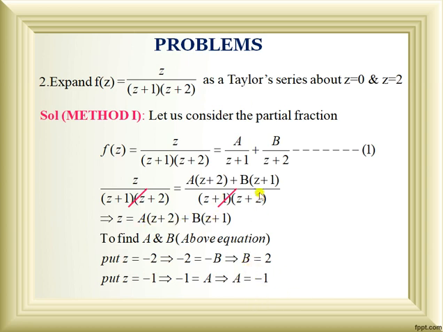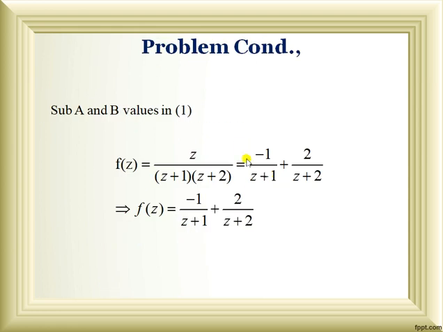I am using these two constant values in equation number 1. That becomes f of z equal to z by (z plus 1)(z plus 2), which becomes minus 1 by z plus 1 plus 2 by z plus 2, because a is equal to minus 1 and b is equal to 2. So f of z becomes minus 1 by z plus 1 plus 2 by z plus 2. Now we can differentiate this function.